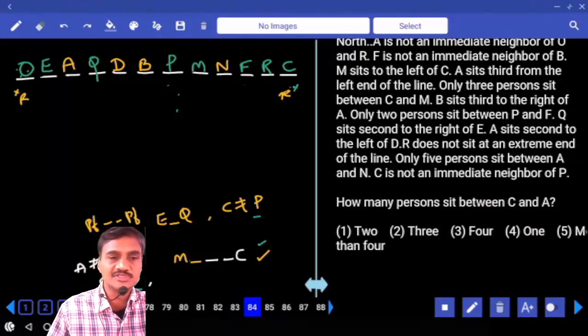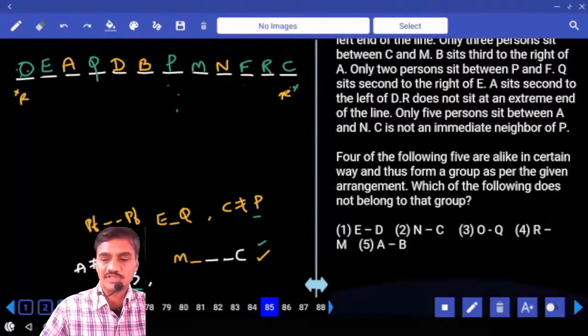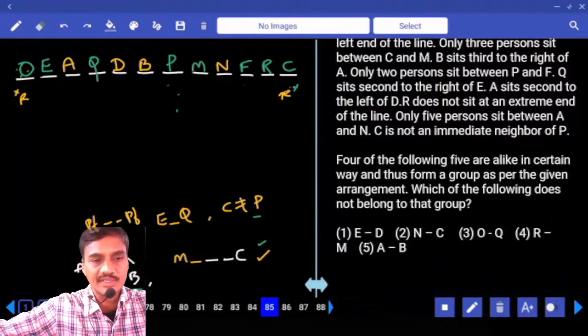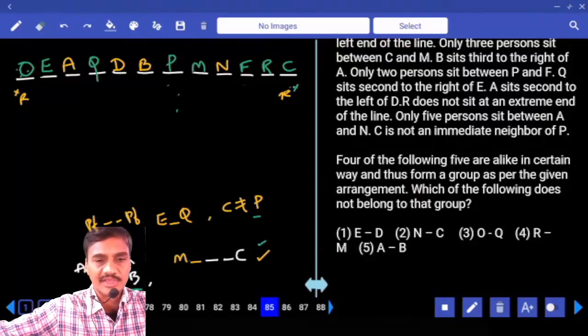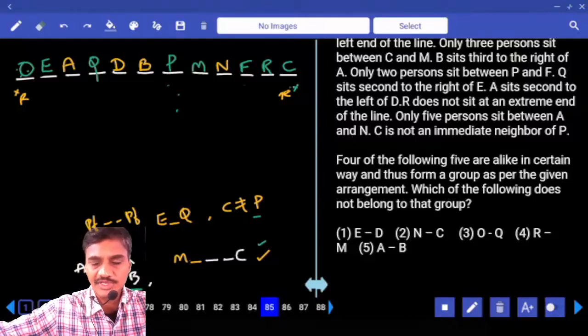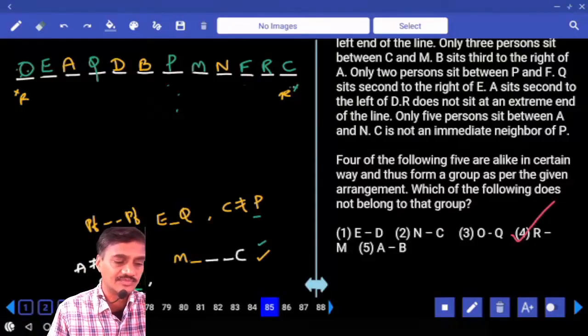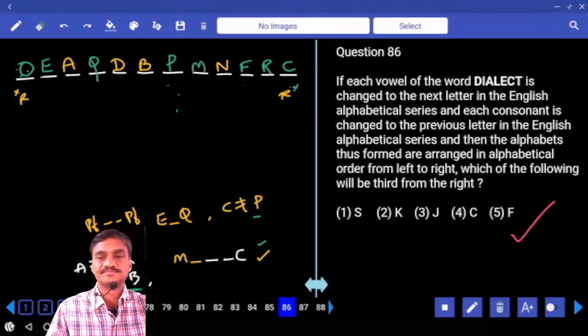And how many persons sit between C and A? Now in between C and A, how many are there? 3, 6, 8. 8 persons, more than 4, choice 5. And the next one, 4 out of the following, means odd one out. E and D. E is third to the left of D. N and C. N is third to the left of C. O and Q. O is third to the left of Q. R and M. And R is third to the right of M. Hence, what is your answer? Choice 4 is the odd one, question 85. Then 86.